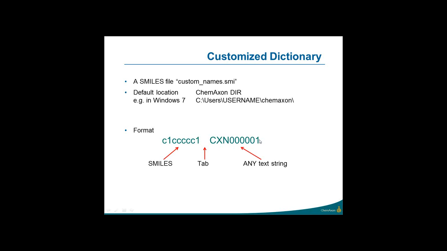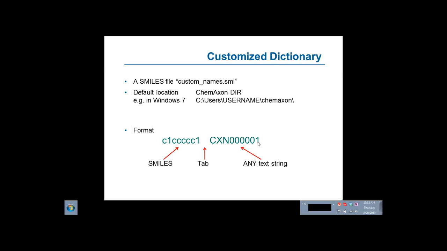It's ChemAxon, the first compound of ChemAxon. But this really can be anything. It doesn't have to be English. It doesn't have to be alphanumeric. It really can be anything. So let's take a look at my customized dictionary.